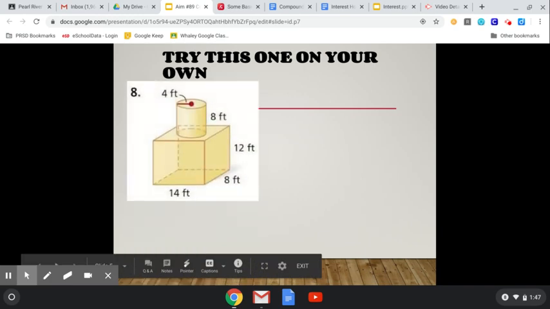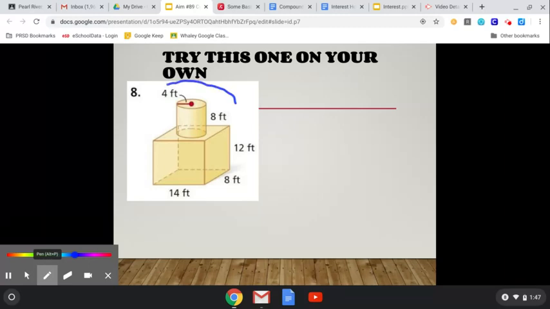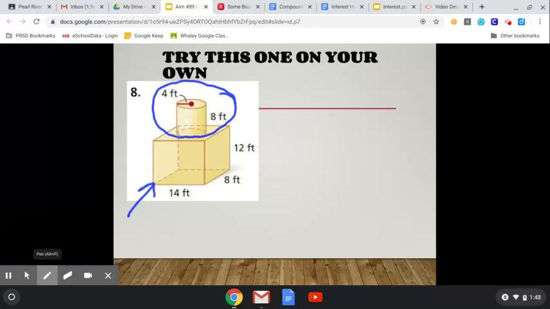Okay, it says try it on your own, but let's do it together. If you want to pause and do it on your own, feel free. All right, so this shape, first we have to ask ourselves, what is this shape made up of? Looks to me like it's made up of a cylinder and some sort of rectangular prism down here at the bottom. So the volume of a cylinder is pi r squared h. We're going to add that to the volume of the rectangular prism, which is just length times width times height.